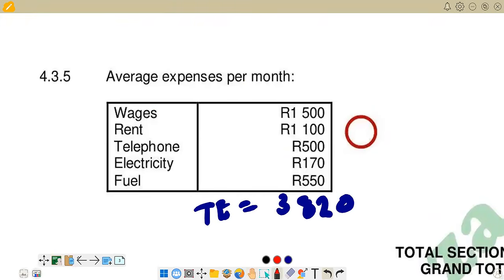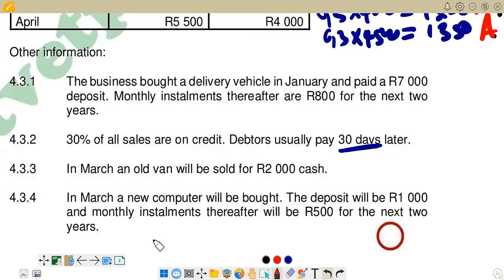On the last part, we have got in March, a new computer will be bought. The deposit will be 1,000. So in March, there's a 1,000. And monthly installment thereafter will be 500 for the next 2 months. So in March we are paying 1,000, and then April and May will be 500, 500. But we don't have May, so we're just going to put April 500, and March is 1,000.